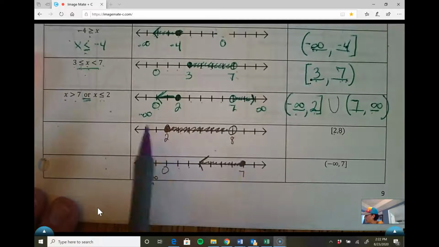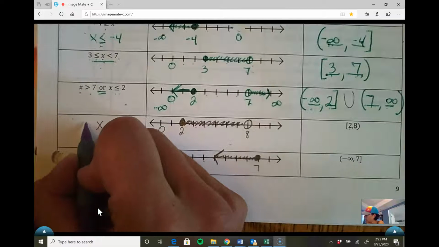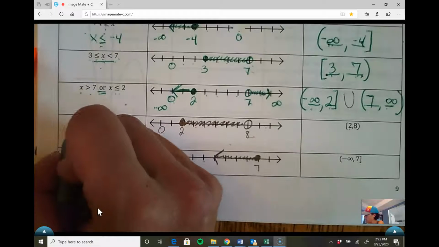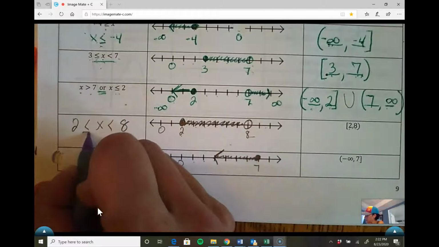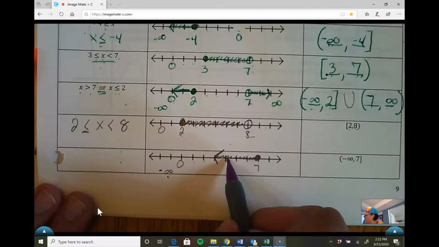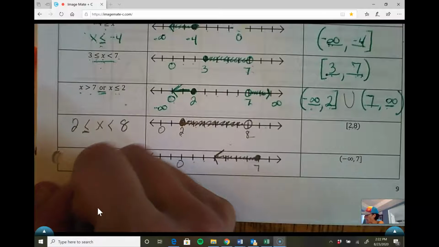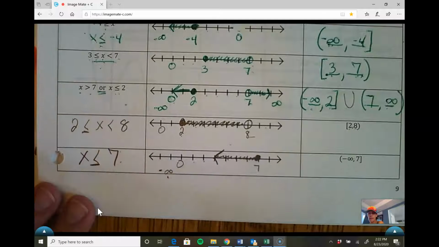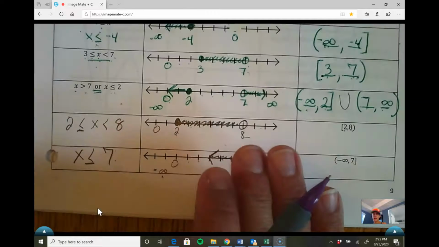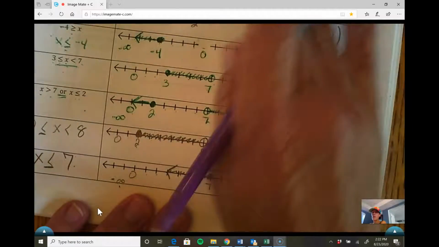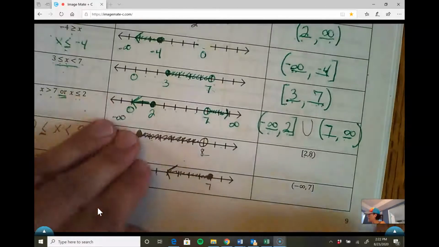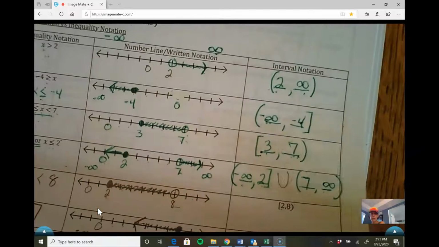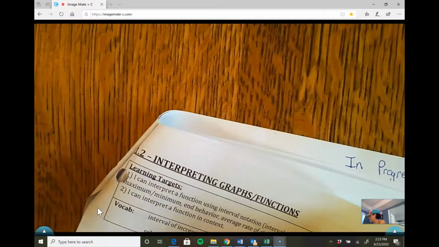How do I write this? Well, again, between in an inequality looks like this. So it should be between 2 and 8, and include 2. And this is saying all my values are going to be smaller than 7. So all the values will be smaller, including 7. So there's inequality versus a number line versus interval notation, and we will be using this. Okay? Probably the biggest mistake we see here is not placing the parentheses versus brackets correctly. All right, let's move on.